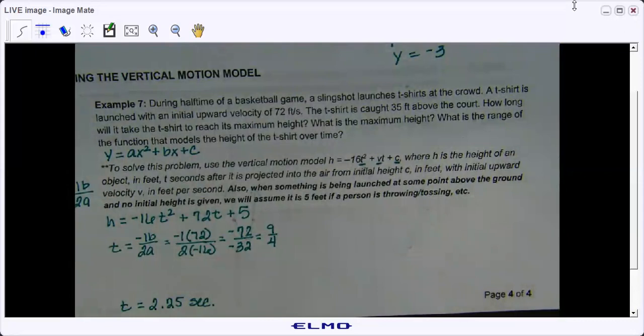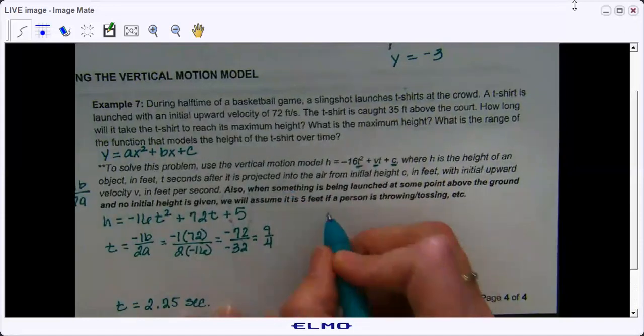Okay. That's fine. That's one of our answers. They're asking a whole bunch of stuff here. How long will it take the t-shirt to reach its maximum height? 2.25 seconds. What is the maximum height? No, we want to know if it goes. No, we're going to find our height right here.